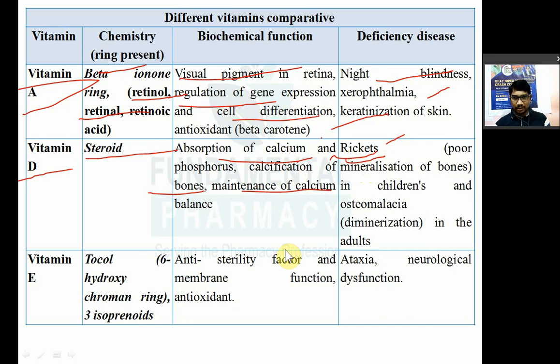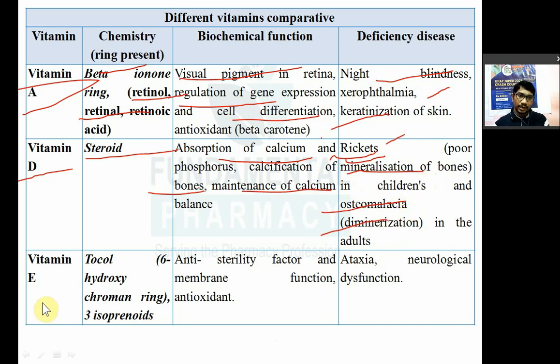Now in adults it will cause osteomalacia. What is osteomalacia? That is demineralization of bone. मतलब यहाँ पे कैल्शियम बोन से निकाला जाएगा. बोन में कैल्सिफिकेशन कम होता है, पुअर मिनरलाइजेशन ऑफ बोन्स, फॉस्फोरस कम जाता है उसमें.